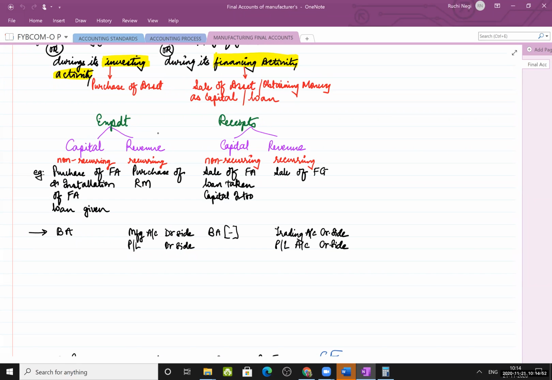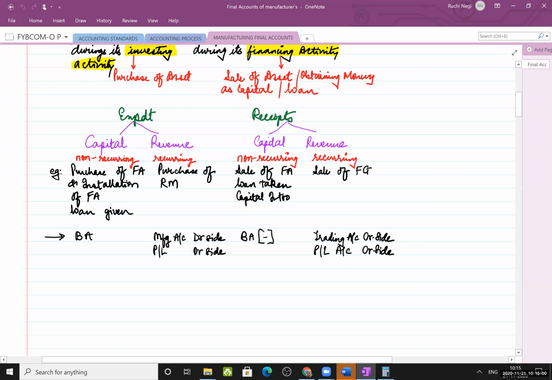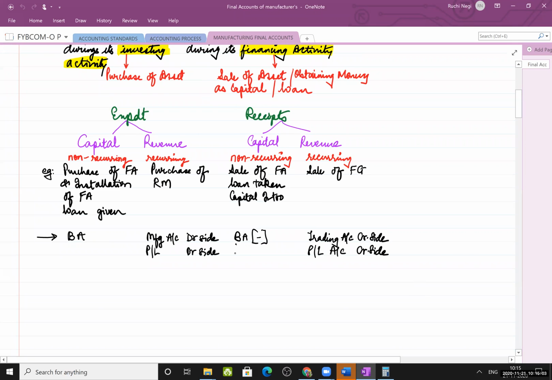Then for capital receipts like sale of asset, that is taken on the balance sheet asset side and subtracted from your particular fixed assets. But if you are taking a loan, or raising your capital, then it will be the balance sheet liability side. Then recurring receipts, that is revenue receipts, are money which you get through sale of finished goods. It is reflected on the trading account credit side or P&L account credit side, like interest received, bad debts recovery, all such incomes.